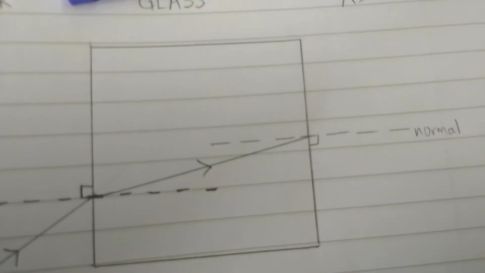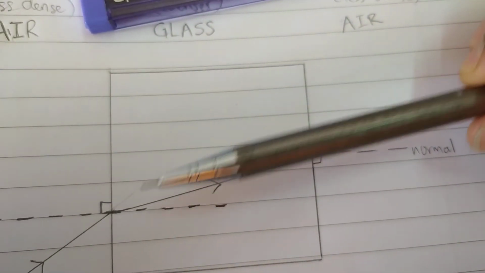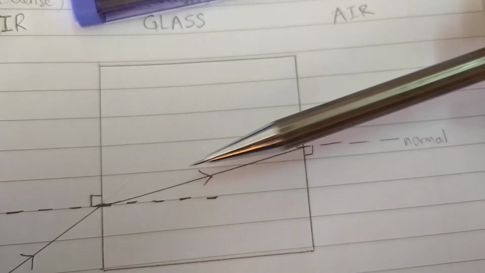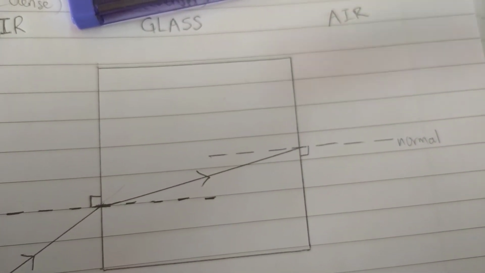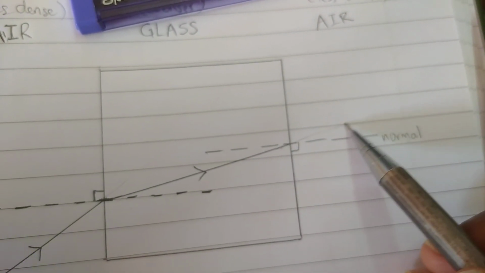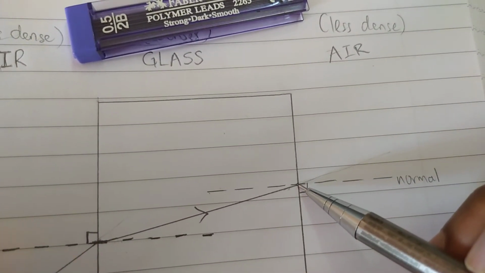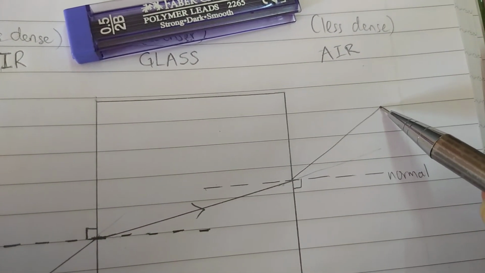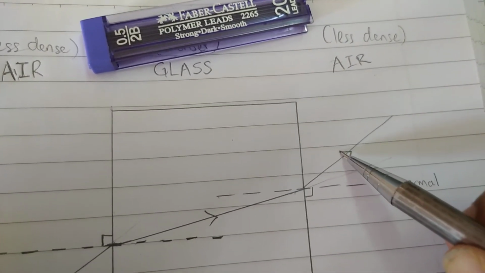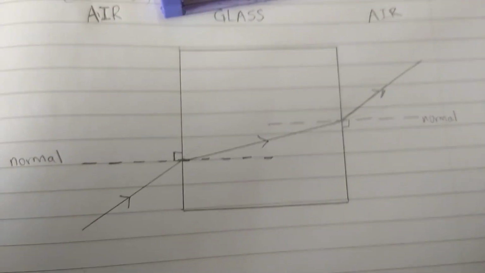Now this ray, if it carried on in glass, it would continue going like this, correct? Like that, all the way. But because it's going back into air where it's faster, instead of carrying on at this angle, it will go away from the normal. So it will go faster, away from the normal, out again. Okay, this is refraction of light.